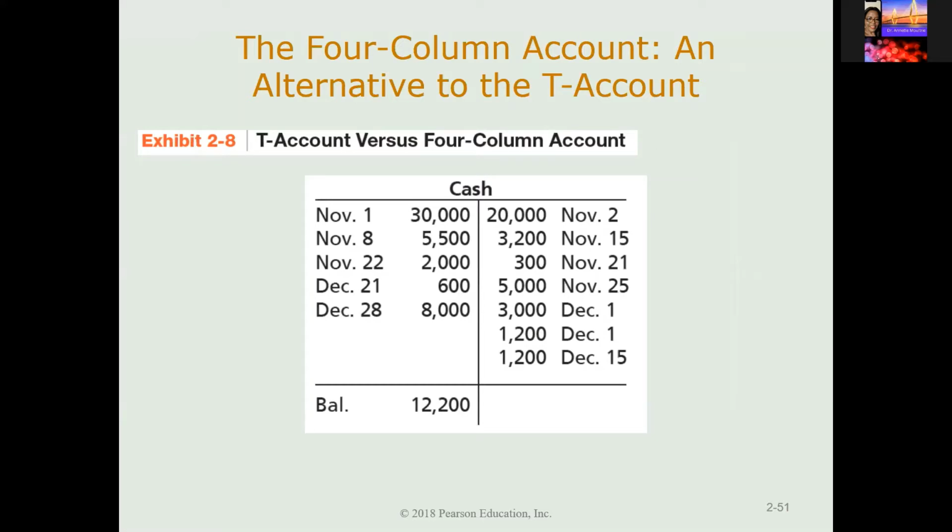Here on this slide, it illustrates the T accounts. The next slide will show you an alternative, which is the 4-column account. So here you have the T account for the cash, right? It also shows the ending balance. Remember, cash is an asset account, so the ending balance will always be a debit. You see the ending balance of $12,200.